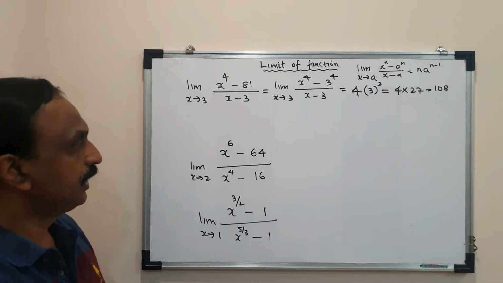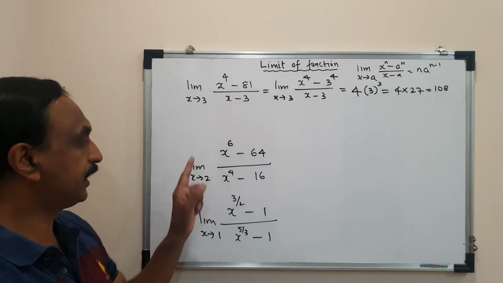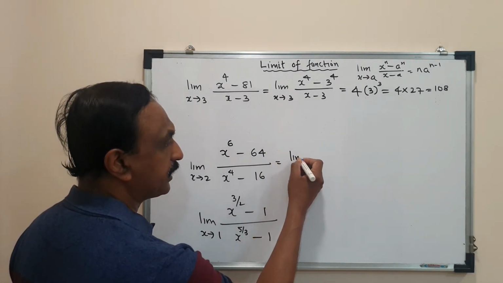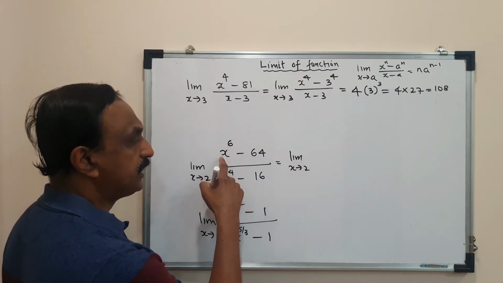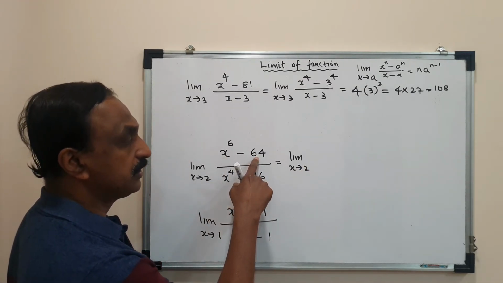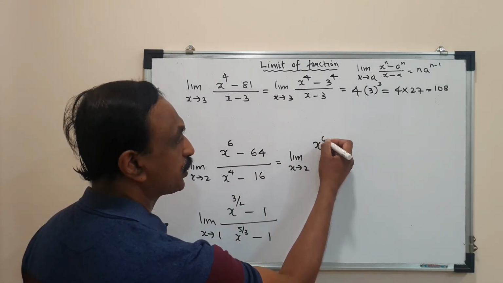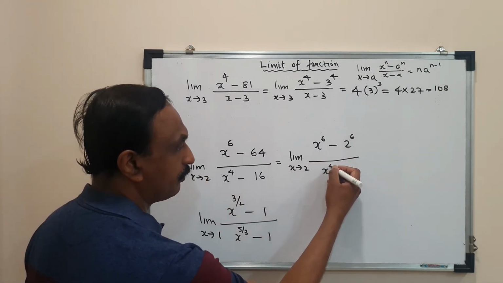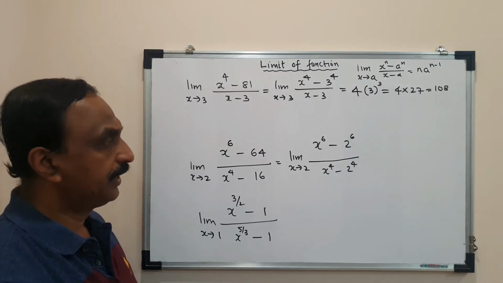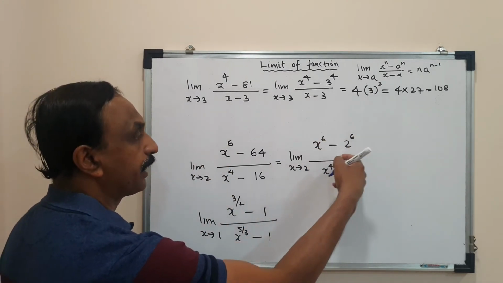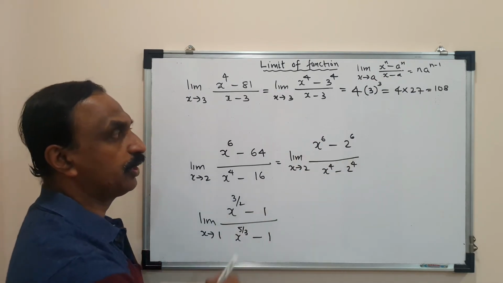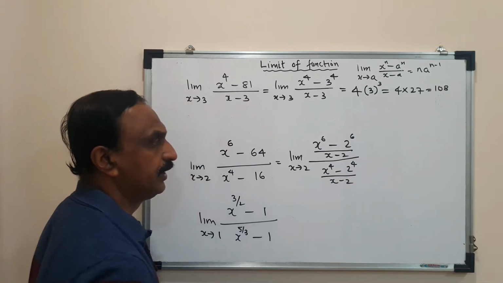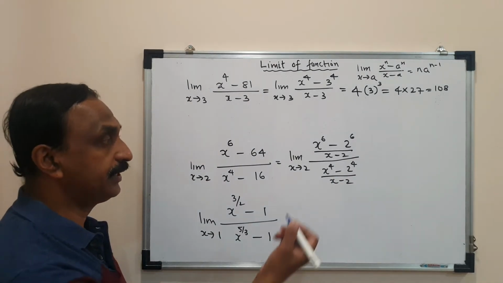Now let's have a look at this. Here, the denominator is not satisfying the condition. x is tending to 2, but it's not x minus 2 here. What I'm going to do here is, I'll make a small adjustment. I've noticed that 2's power is 6. 64 is 2 raised to 6. So x raised to 6 minus 2 raised to 6, no problem, divided by x raised to 4 minus 2 raised to 4. Now, what I'll do is, I'll make the numerator into a formula and the denominator also into a formula by dividing numerator and denominator by x minus 2. Now, the numerator turned out to be a formula, the denominator turned out to be a formula. Now, I can apply the formula.